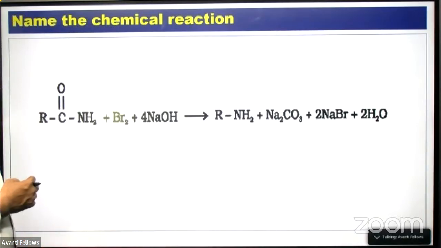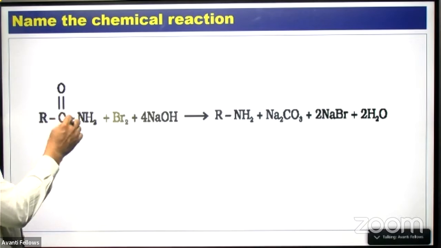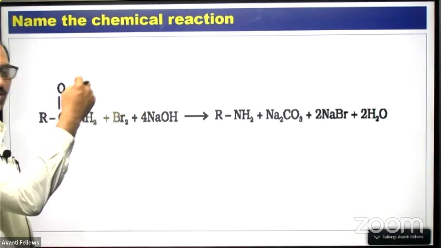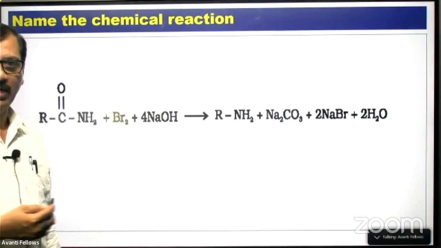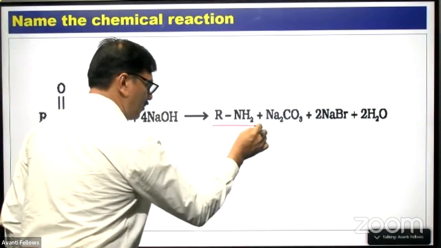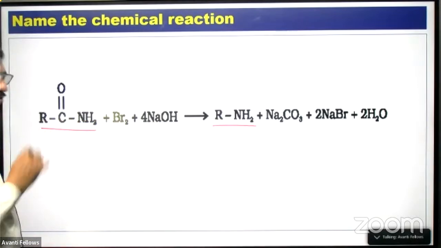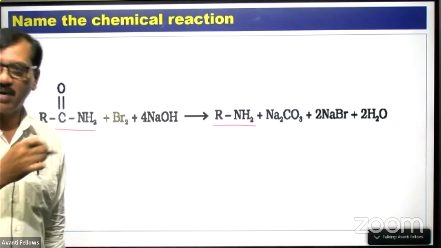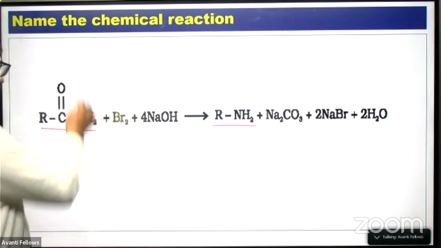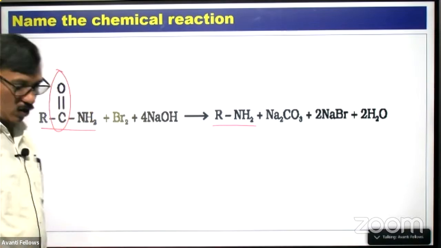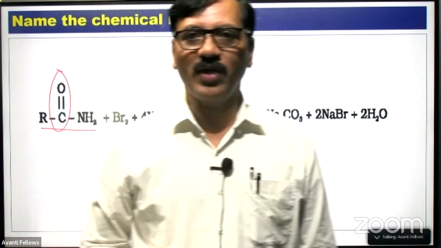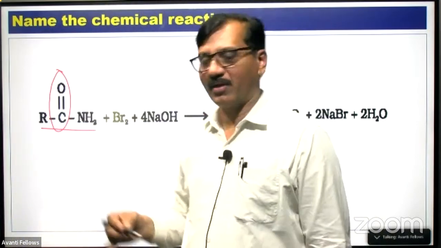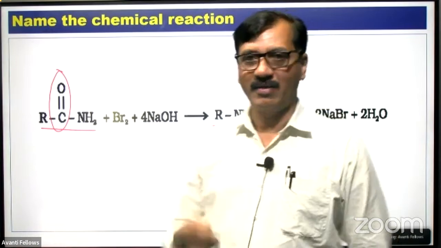Now, probably you can see amide RCONH2, with bromine in NaOH, will give you amine, Na2CO3, NaBr and H2O. Initially, remember this amide to amine conversion. And here this CO is being lost. It is a degradation. This way we have to link. And remember, this is Hofmann's bromamide degradation.